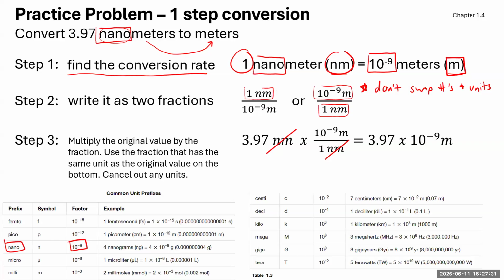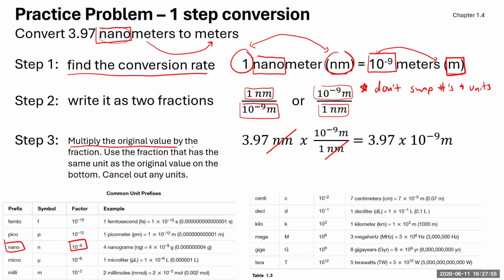1 nanometer. Remember, 1 always has to stay with nanometer. And 10 to the negative ninth always has to stay with meters, right? In this conversion, right? Sometimes you'll have different conversions, but you cannot swap the numbers and units. They have to stay together. That's going to be one of the main points. All right.